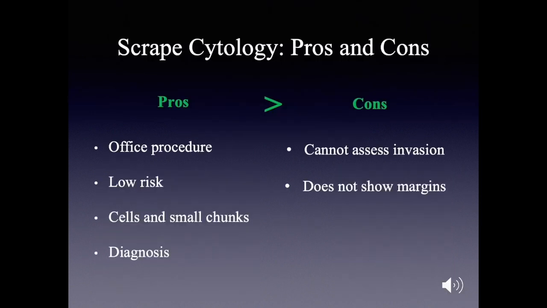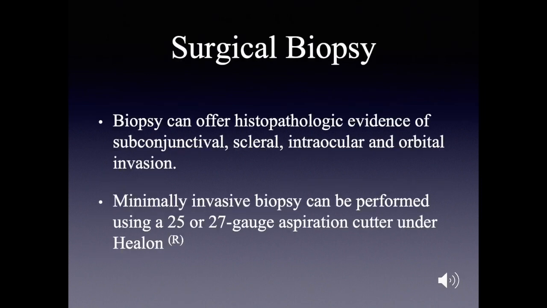Note the pros and cons of scrape cytology versus biopsy. The pros are that it's an office procedure, it's low risk, you can get cells and even small chunks of tissue and establish the diagnosis of malignancy. However, you cannot assess invasion and you cannot assess margins. In contrast, surgical biopsy offers histopathologic evidence of subepithelial, scleral, intraocular, and even orbital invasion. In addition, I have described the use of minimally invasive aspiration cutter-assisted biopsies, either under Healon for the anterior segment or into the orbit.